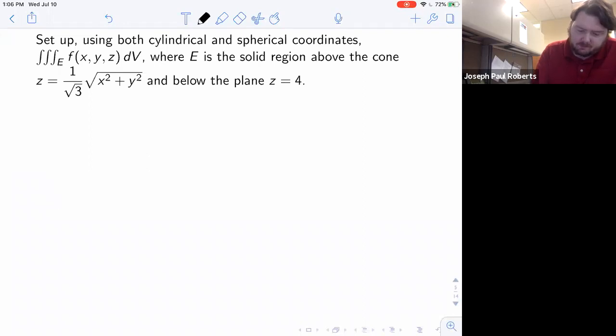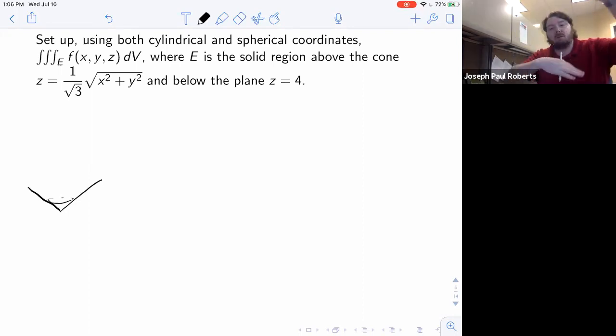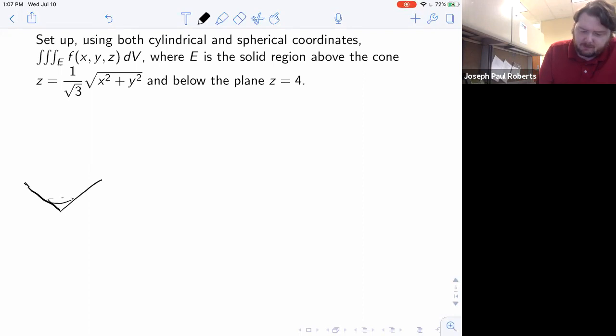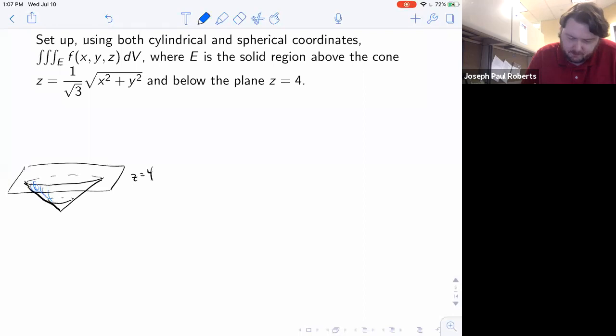You could think of it, pre-calc style graphical transformations, as taking our standard cone, z equals square root of x squared plus y squared, and dividing z by root 3, so you're vertically compressing it. Vertically, which means as far as the z-axis goes, it's actually going to make this cone wider. I'll try to draw it a little bit like that. So we have our wider cone, and then we have our plane z equals 4, which of course is horizontal. So we have something like this. And so, okay, you think about it. What's going on here?